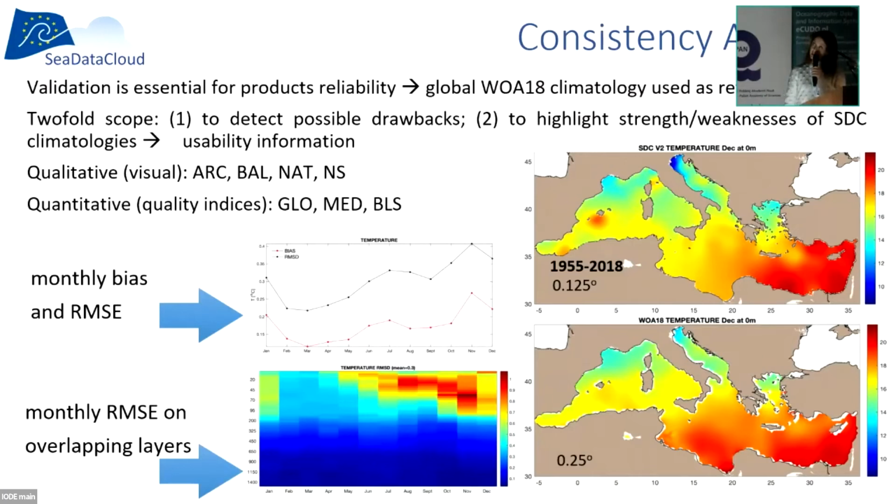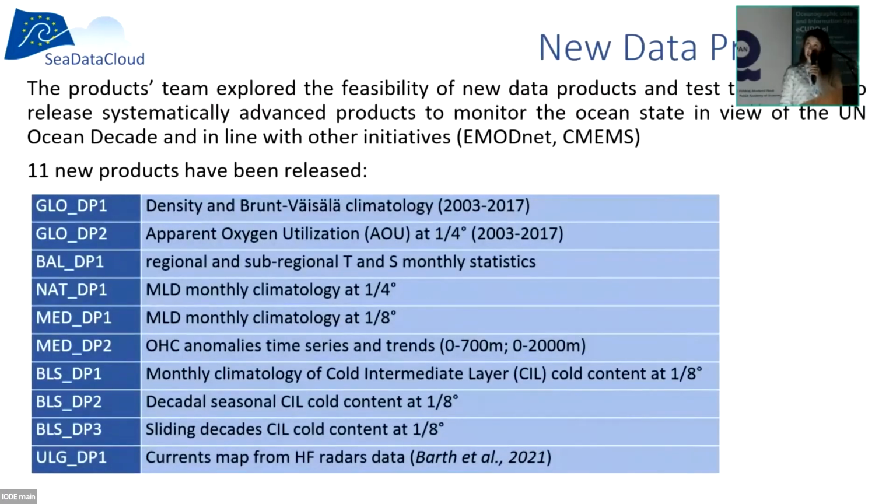And these are some examples. So we provide maps that compare SeaDataCloud climatologies with the corresponding World Ocean Atlas, but we also produce monthly bias and root mean square time series, and Hovmöller plots of root mean square errors that can highlight the main differences along the water column.